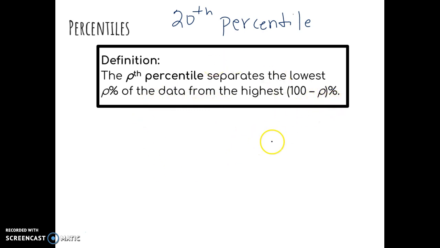Now that might seem a little bit difficult to understand, but let's replace this with some numbers. Instead of p% for the pth percentile, let's use the 20th percentile. This would mean that it's the number that separates the lower 20% from the highest. If you've got 20%, what's left over? The entire thing is 100%. That's why we do 100 minus 20. 100 minus p would give us 80%.